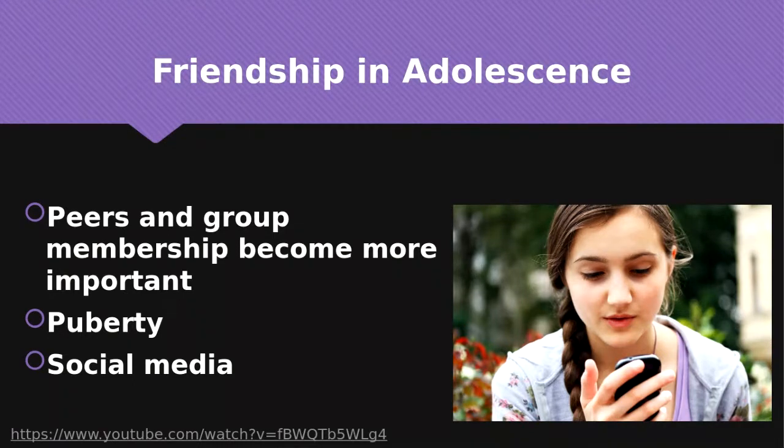Popularity and social status matters. Rejected kids may have emotional problems. So we know that being a part of a group, being popular, tends to be important at this age. Not all children are accepted. Rejected children do tend to have emotional problems. And it's kind of like a two-way street. They may have emotional problems, which is why they were rejected by their peers, which then leads to more emotional problems.